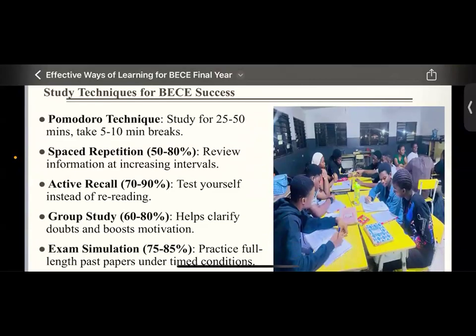So, study techniques for our BECE success. Use the Pomodoro technique. You study for 25 to 50 minutes, and you take about 5 to 10 minutes break. It's very, very important, whereby in this case, you allow some oxygen to move back into your brain. So at most, at a certain 25 to 50 minutes, sit down to learn, then you can take a break of about 5 to 10 minutes.